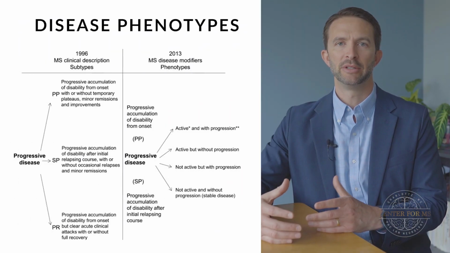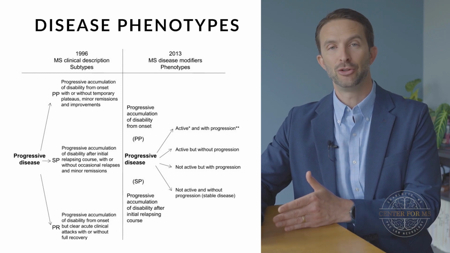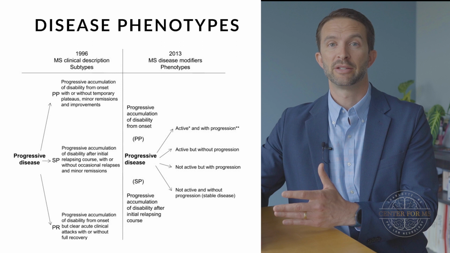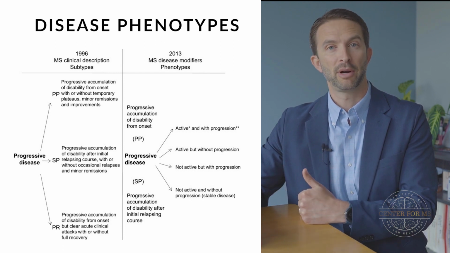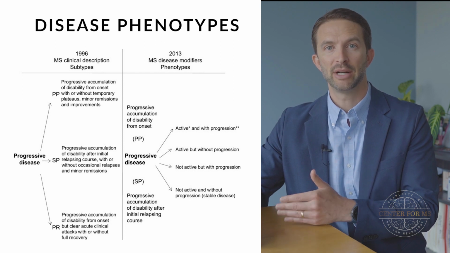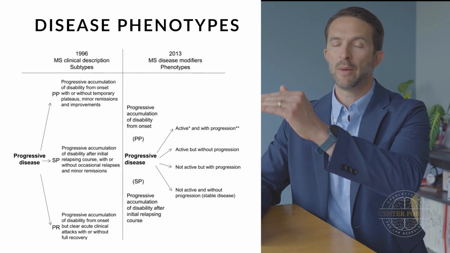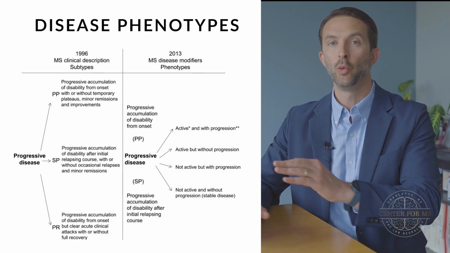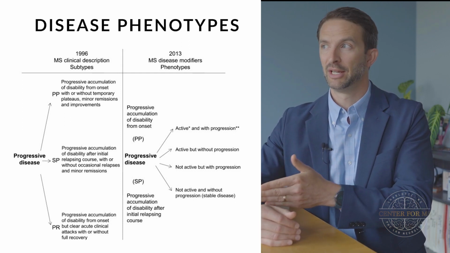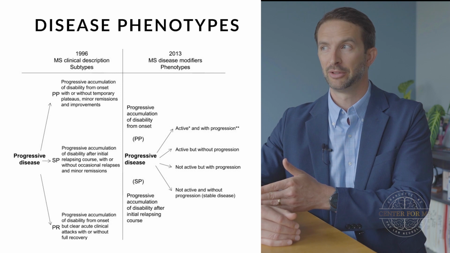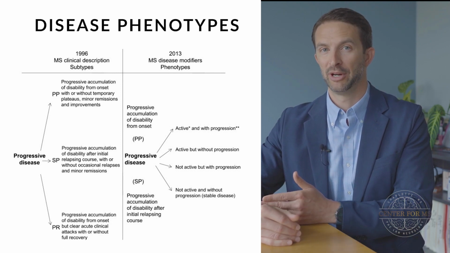This slide is showing disease phenotypes per definitions from 1996 and 2013. Somebody might have progressive disease, which could be primary progressive, secondary progressive, or be progressive but still have relapses. Those criteria changed in 2013 and are now trying to state that somebody can have primary or secondary progressive disease with all these modifiers: active with progression, active but without progression, not active with progression, or not active without progression.